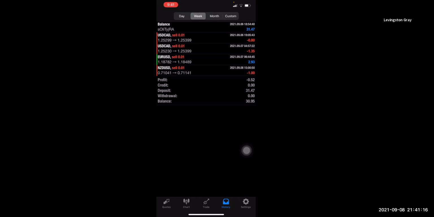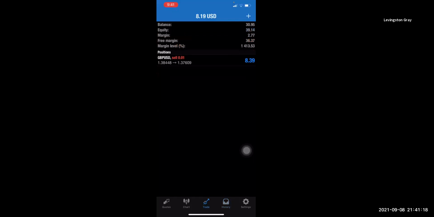Now, guys, think about it. Right now I'm inside of this trade, and I'm up essentially $8.39. If you look where it says balance, the balance is $30.95. But where it says equity, the equity says $39.16. Because I'm in this trade and I'm profiting $8.41 right now, this adds to the balance to show me what balance I would have in my account if I closed this trade. Does everybody understand that?